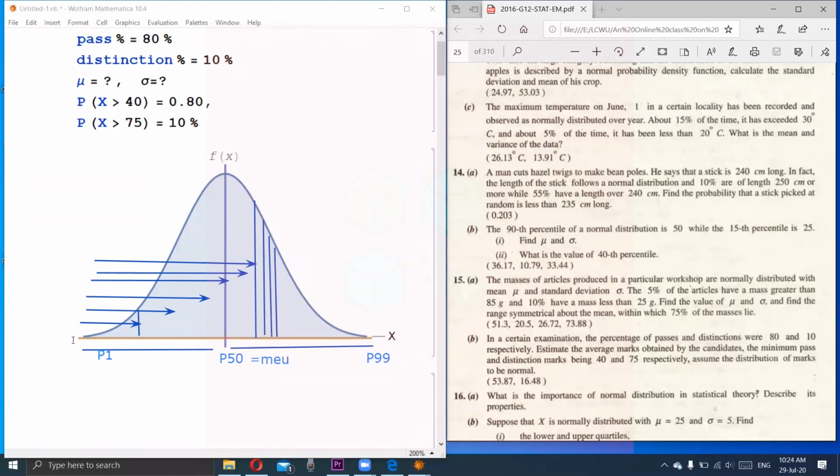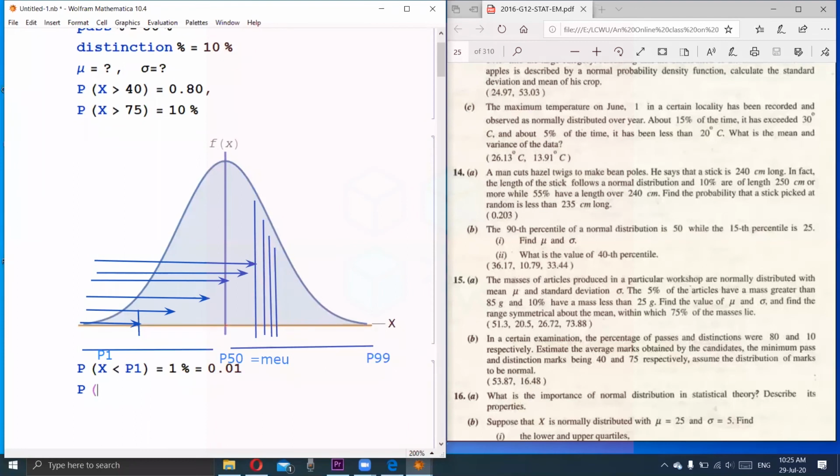P1 has the area below which 1% area lies. We can find these values of P1, P50 and P99 using the equation P(x less than P1) is equal to 0.01 because it's only 1%. So I can write it as 1%, and similarly we can find the other points. For example, x less than P25. So the area below this point is only 25%. So we can write it as 25%, which is equal to 0.25.